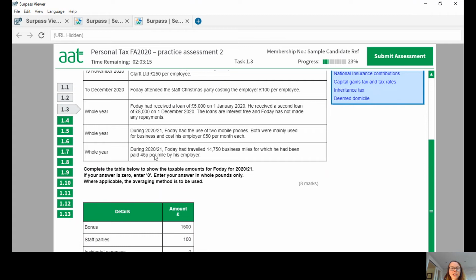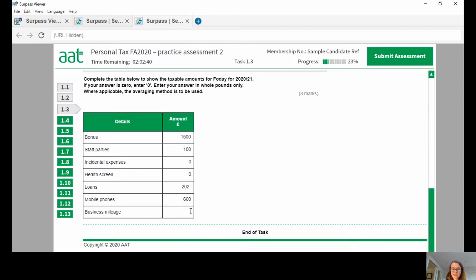And then business mileage. So he's travelled 14,750 business miles and he's been given 45p per mile. Now we know that the first 10,000 are allowed at 45p per mile, but the remaining 4,750 should only have been at 25p per mile. So effectively he's got a spare 20p per mile on 4,750 miles. So I'm going to do 4,750 times 0.2 gives me 950 that needs to be taxed for excess business mileage.